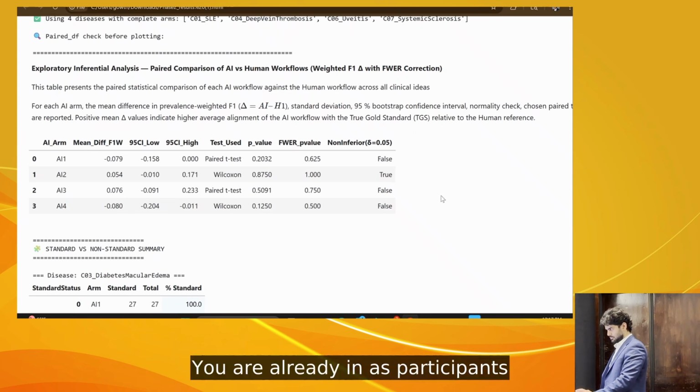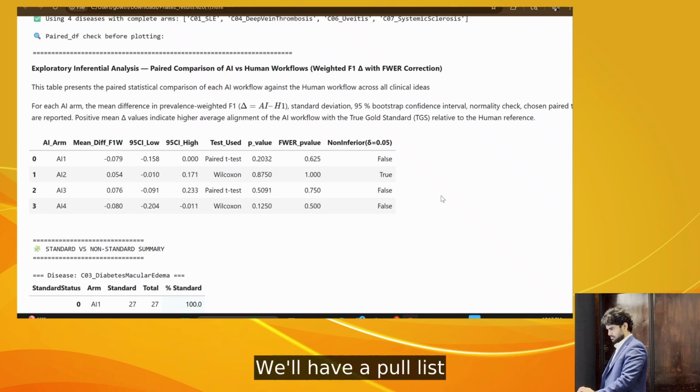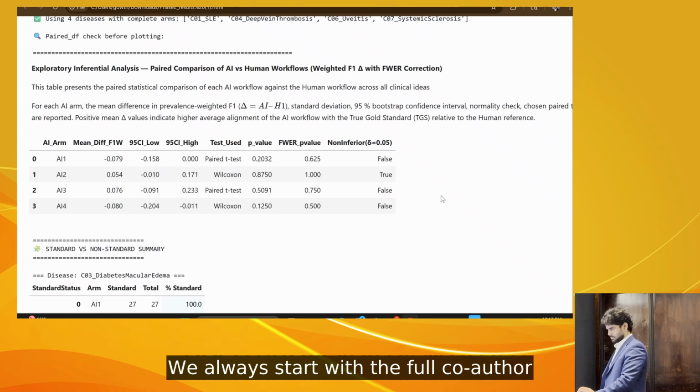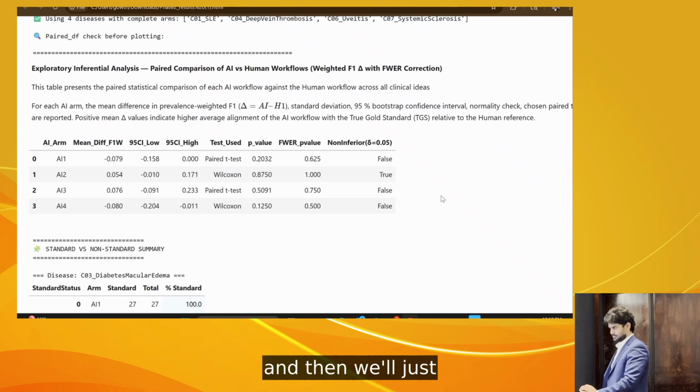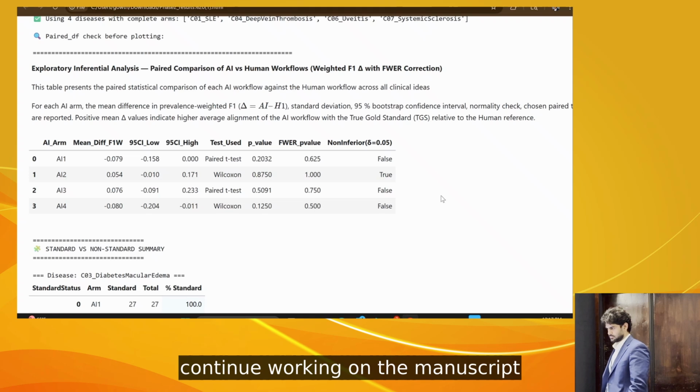You are already in as participants, whether you adjudicated or you created concepts. We will start this in the team tenant, and we'll put out a call for participation. We'll have a full list. We always start with the full co-author list that includes anybody who showed up. And then we'll continue working on the manuscript and so forth.